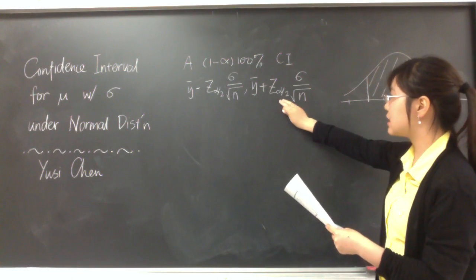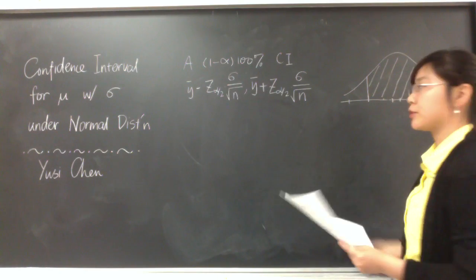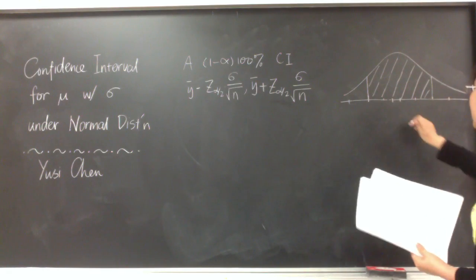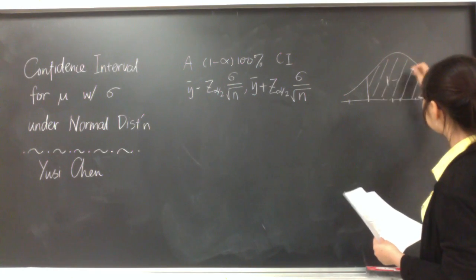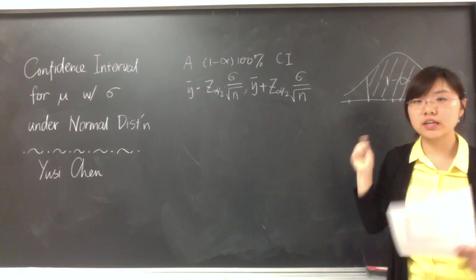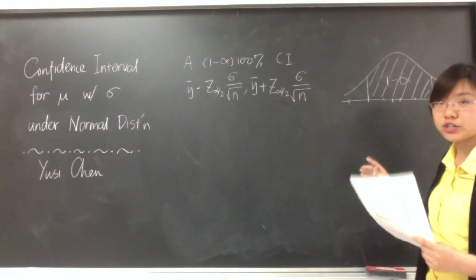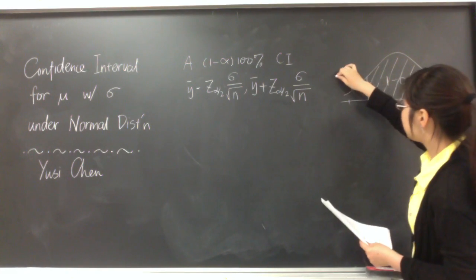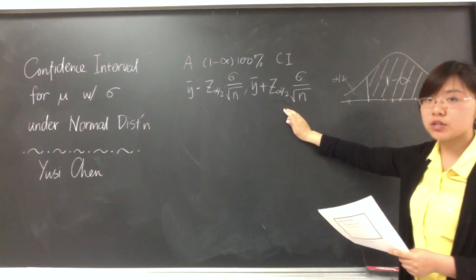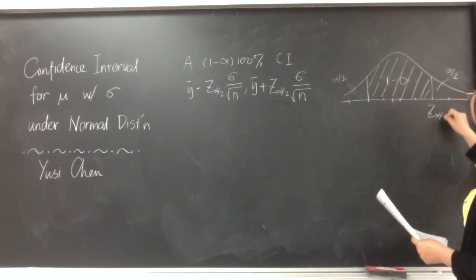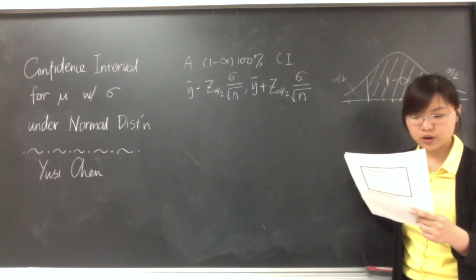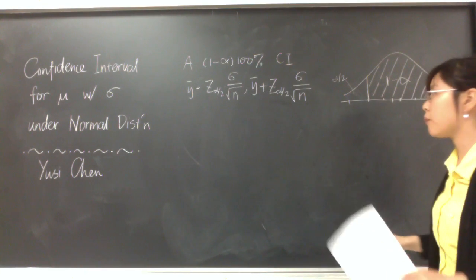In order to understand z alpha over 2, let's take another look at the normal distribution. So right now, our confidence interval is 1 minus alpha times 100%, which means that the area of the confidence interval is 1 minus alpha. Because the total area under the normal distribution is equal to 1, and since the curve is symmetric, we can calculate the area of each of the tails to be alpha over 2. So z alpha over 2 is the z-score that makes the area of each of the tails to be alpha over 2. For example, let's try to look for the z-score for a 95% confidence interval.